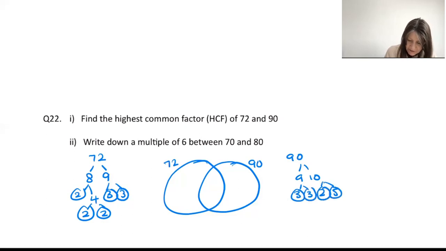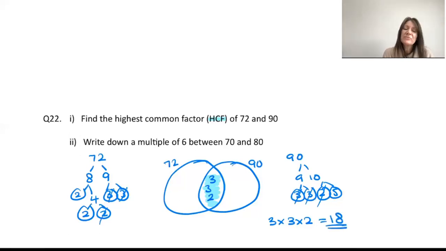And then what can we match? Well, we've got those 2 3s, so they can go straight in. We've got a 2, that can go straight in. I don't actually have to finish that diagram. I'm only interested in highest common factor, which is this crossing section here. So that's all I'll do. 3 times 3 times 2, and that is equal to 18. So having that skill just means I can find these things really, really easily.